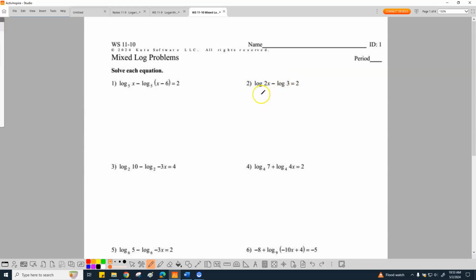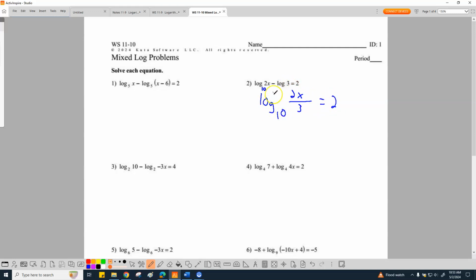What do I mean by that? Let's check it out. Remember the rule: when there's no base, it's log base 10. So log base 10, I'm going to combine this. The minus sign means that there is, in fact, a fraction bar. And then I'm going to put the 3 down here, and then it's going to equal 2.